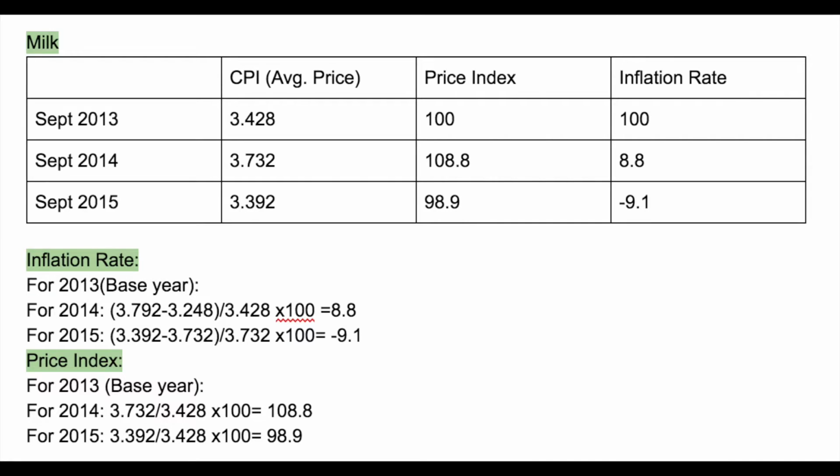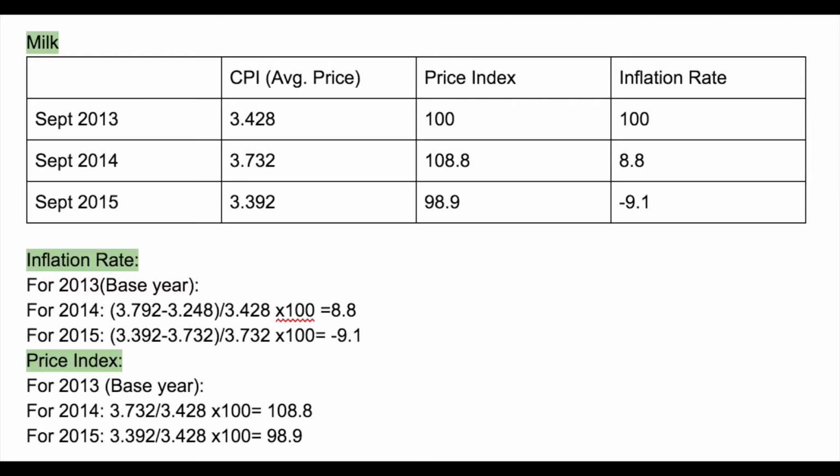The inflation rate for 2014, we got 1.792 minus 3.248 divided by 3.428 times 100 equals 8.8 inflation rate. For 2015, we got 3.392 minus 3.732 divided by 3.732 times 100, which gave us negative 9.1, which is a negative inflation rate. Moreover, it is a deflation. For 2015, we saw it's not inflation, it's deflation because it's a negative number.